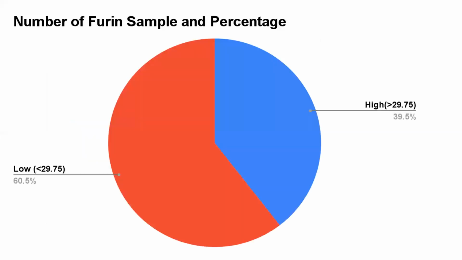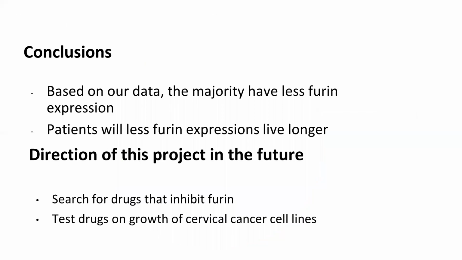So what does that mean? It means that 29.75 is the cutoff number of furin expression, and that is a higher number, and less than that is a lower number. From our data set that we collected from the Human Protein Atlas, 40% of them have higher expression, and 60% have lower. So what can we say from what we have just discovered?